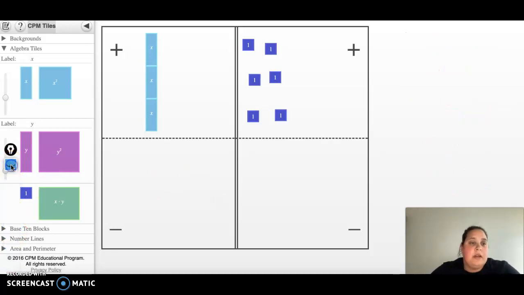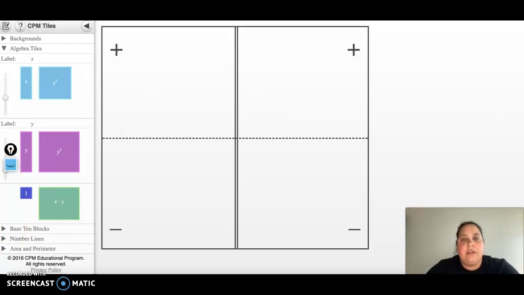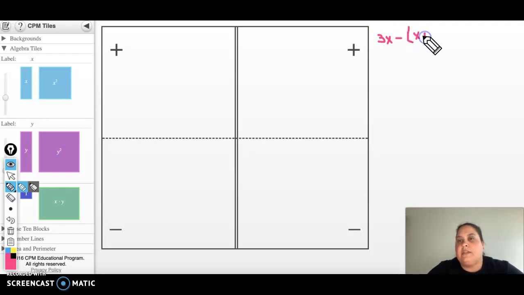Our second problem, I'm going to go ahead and switch to a new screen. Let me go ahead and write it up here. It is a little bit longer, so a little bit more complex. We have 3x minus, and then in parentheses we are going to have x plus 2, and then equals 4x minus 1 minus 2x. So this is our new equation.